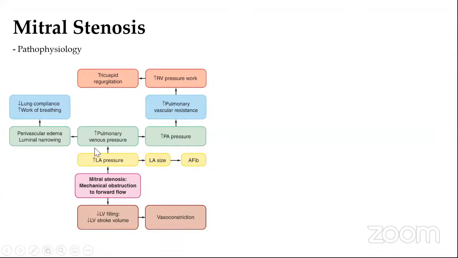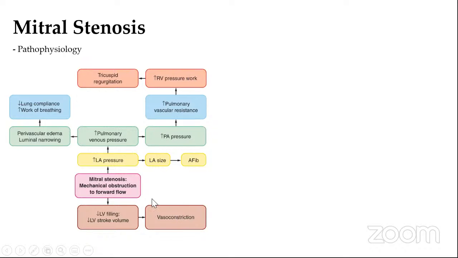So in the lungs, as we mentioned, you're going to increase the pulmonary venous pressure. You will end up with decreased lung compliance, congested lungs, and the work of breathing is going to increase more, and the patient will not be able to breathe normally, okay? This is the atrial side.